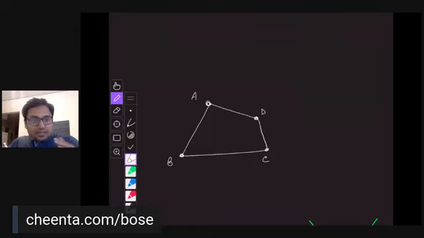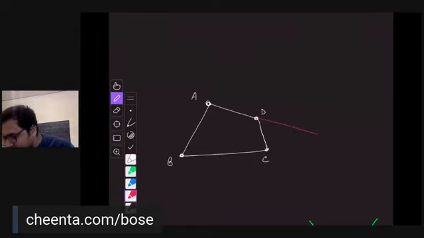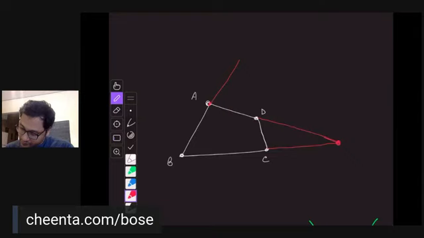Now what you do is you extend AD and BC like this to meet at a point. You also extend BA and CD to meet at a point. Suppose this point is X, this point is Y.